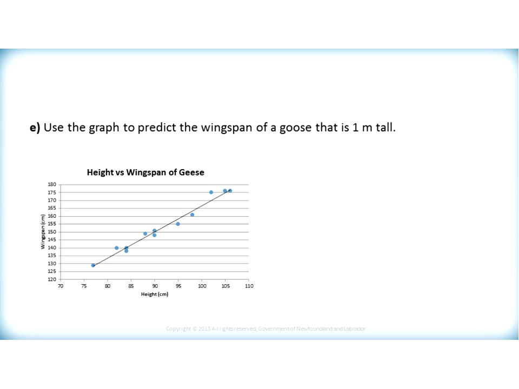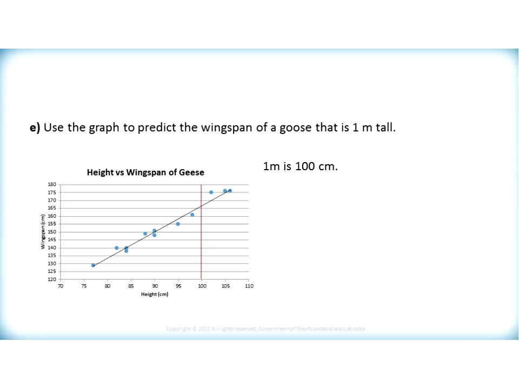We're going to now use the graph we have to predict the wingspan of a goose that is 1 meter tall. First thing you have to recall is that 1 meter is the same thing as 100 centimeters. So if we're looking at our height, we're going to look for where our goose is 100 centimeters tall. So I've drawn a line on the 100 centimeter mark, or as close as I could get. And here it is. So we have the 100 centimeter mark signified here on our graph.